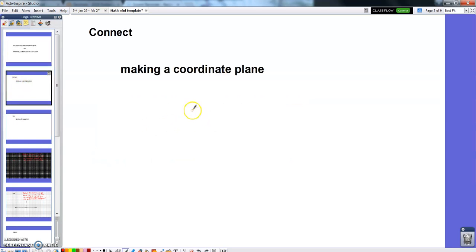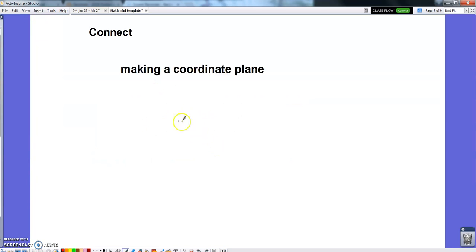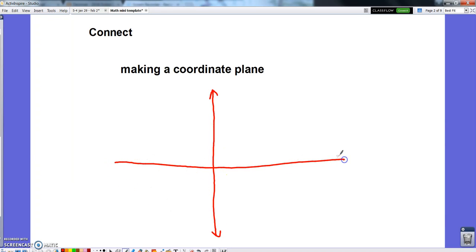Alright, so real fast. We used to make our coordinate plane like that when we only knew about positive numbers. And then when we found out about negative numbers, we had to stop doing that, and we had to make it look like this. And mathematicians, you'll notice this made it into 4 sections, 1, 2, 3, 4, that mathematicians call quadrants.